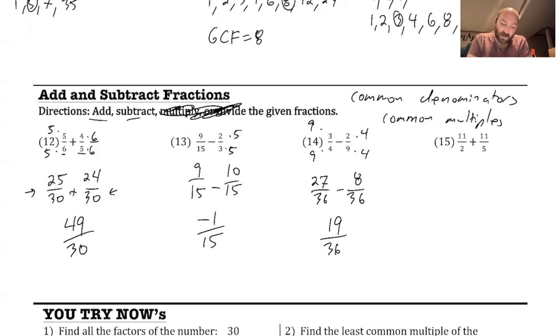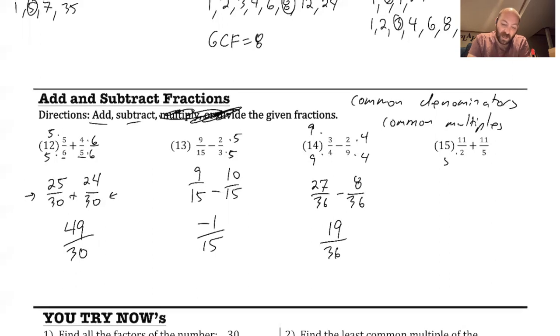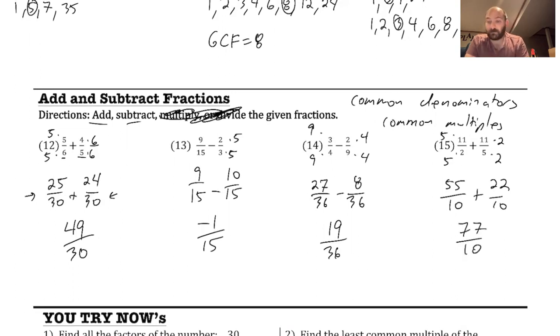All right. And for our last one here, 2 and 5. Again, these are going to end up being just multiples of each other. So I'm going to multiply 11 by 2 here and multiply 5 by 11 there. I'm going to end up with 55 over 10 plus 22 over 10. Add those together and I get 77 over 10.